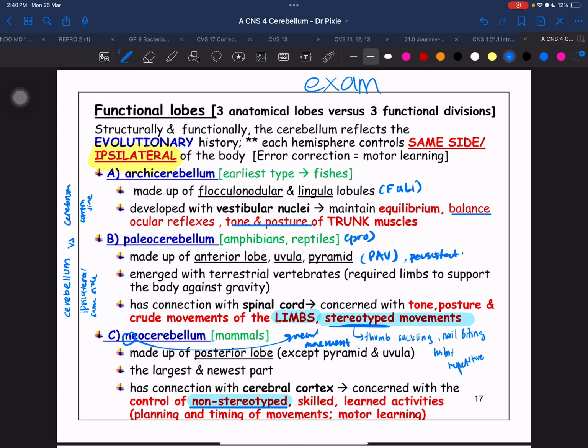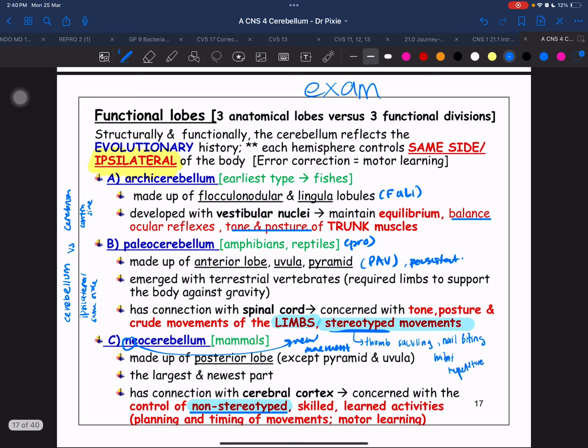Now I come to the archicerebellum. Look at the archicerebellum. The earliest is in fish. It is formed by the flocculonodular lobules. It is to maintain your equilibrium, balancing, tone and posture of your trunk. Because fish have no limbs, that's why it's about trunk muscle.